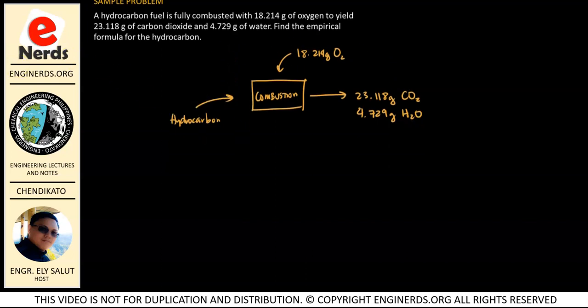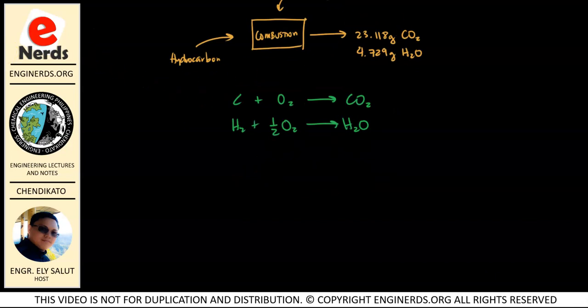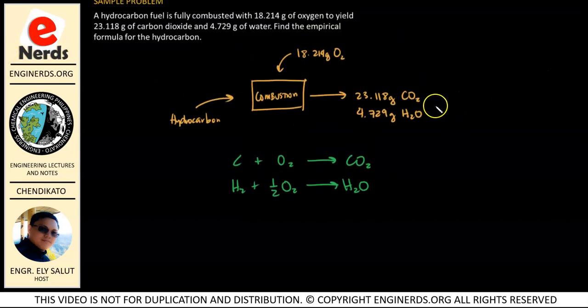So, we know that we have a complete combustion here, no? So, since meron lang tayong hydrocarbon, it means our reaction is carbon plus O2 producing CO2 and H2 plus 1/2 O2 producing H2O. So, ito yung mga reactions natin for complete combustion. So, in order to find yung empirical formula natin, kailangan makuha natin kung ano ang number of moles ng ating carbon at number of moles ng ating hydrogen dito sa ating hydrocarbon.